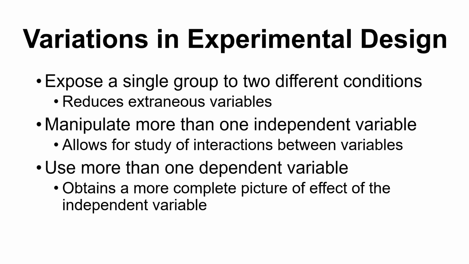Now, this experimental group and control group setup is the standard setup for a generic experiment. But I have hinted at the fact that there are lots and lots of different variations that you can take from this basic setup. So I'm going to cover a couple of variations that we might encounter as we work through this course. The first of these is to expose a single group to two different conditions. So rather than having an experimental group and a control group made up of two different sets of individuals, maybe we would have the same group experience both the manipulation and be their own control.